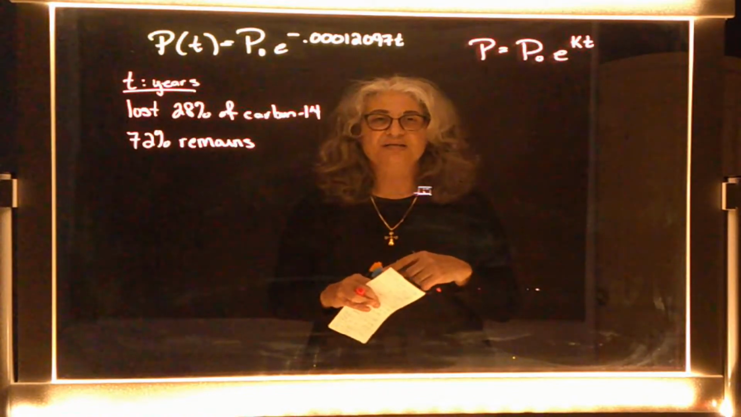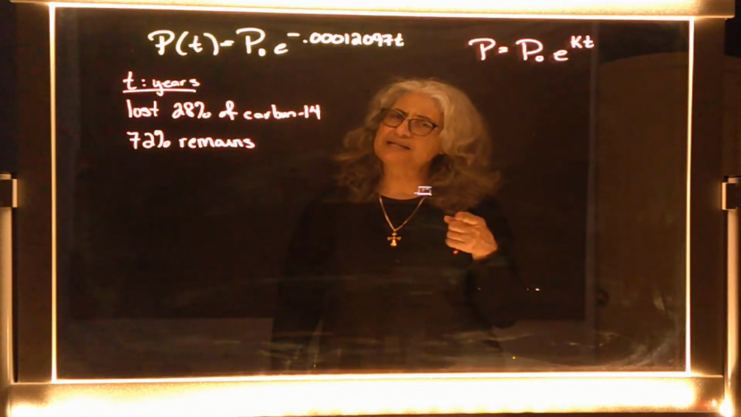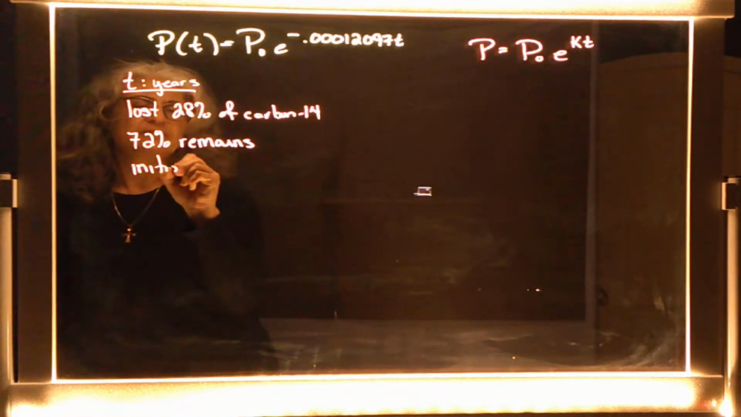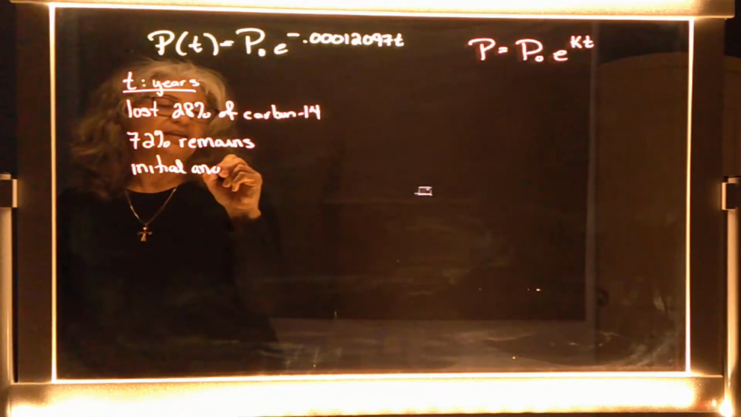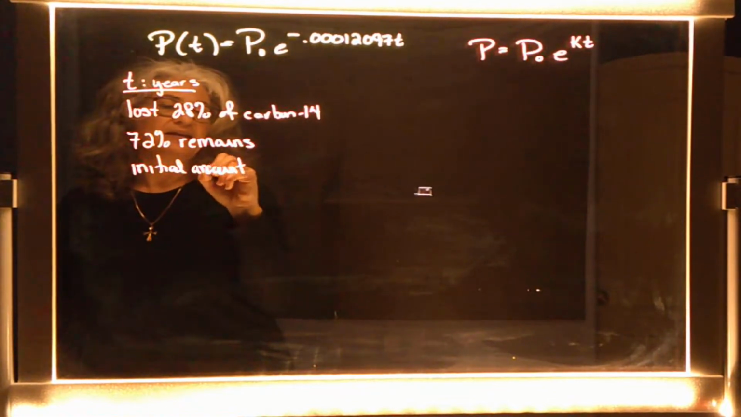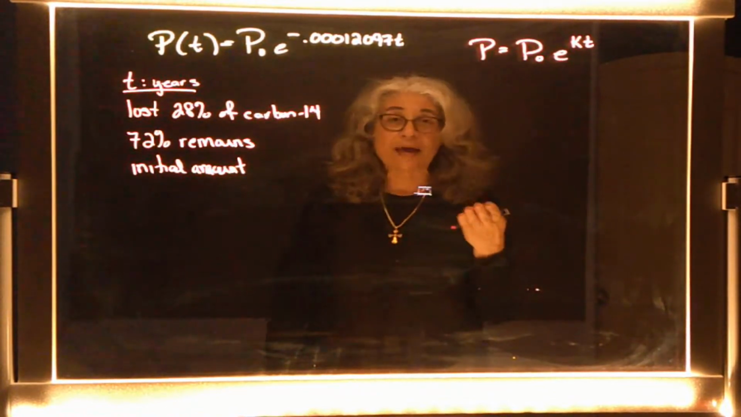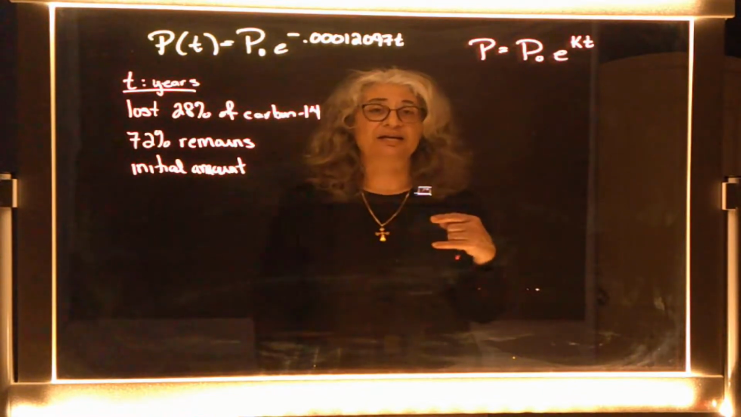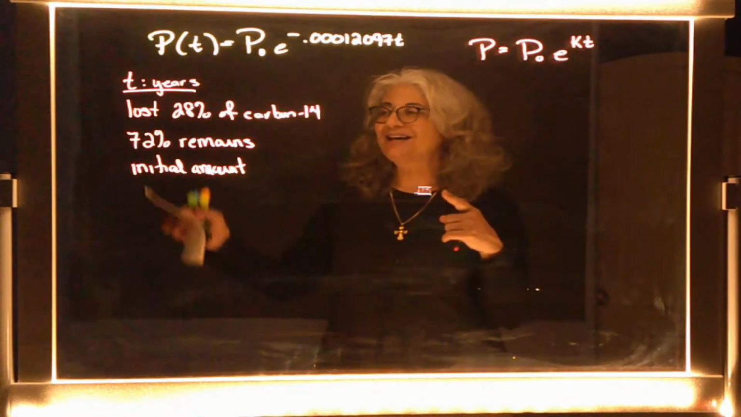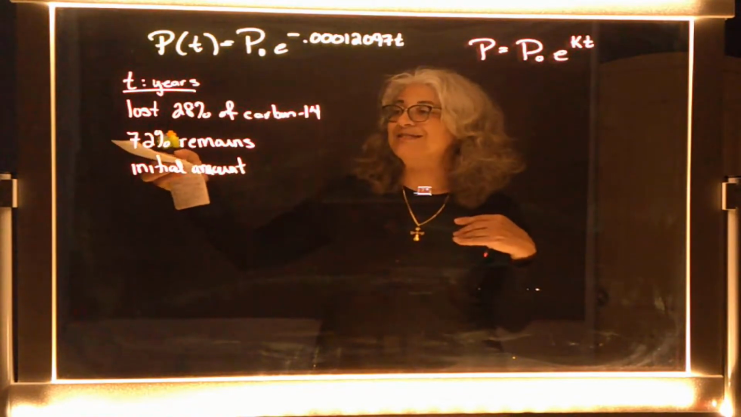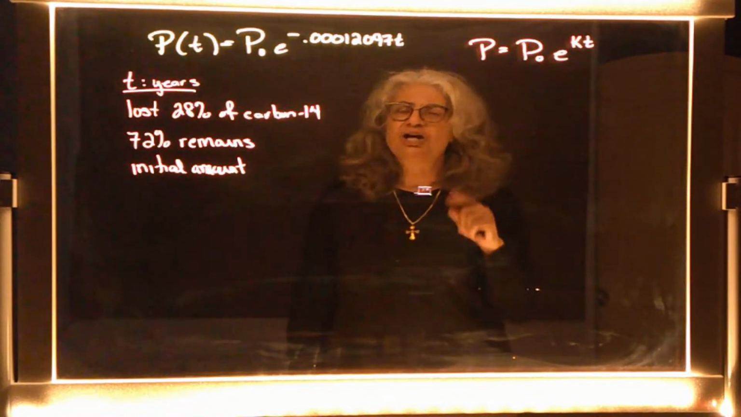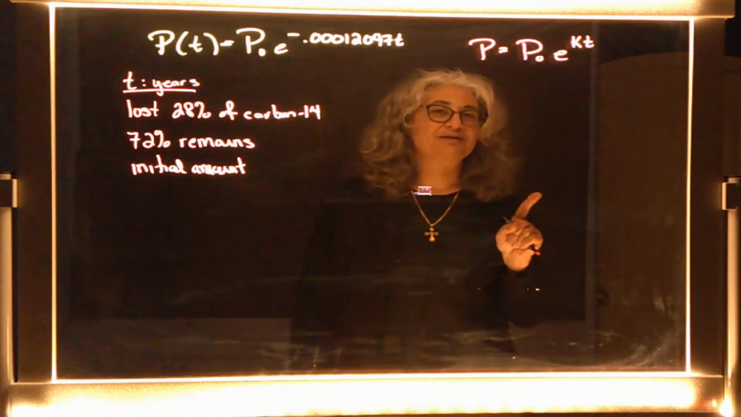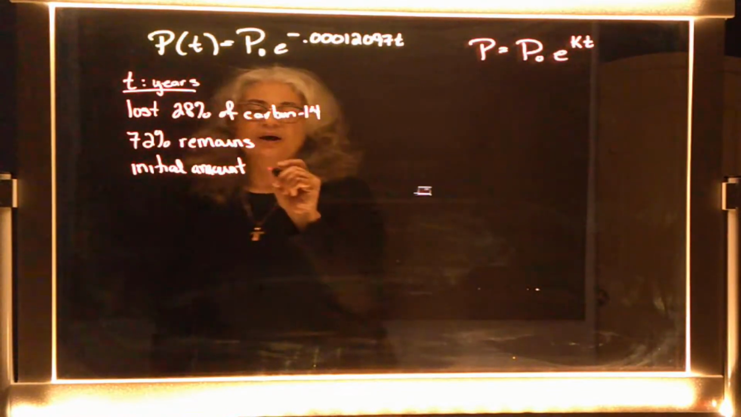So if the most we can have is 100% and 28% was lost, then how much remains? Good, 72%. By the way, that leads me to my next question. What's the actual initial amount then? Now, they never gave us a weight. They never said this many grams or this many pounds or anything else, did they? But they did tell us, or we figured out, that 72% remained. So if 72% remains, how much did they start with? Good, 100%.